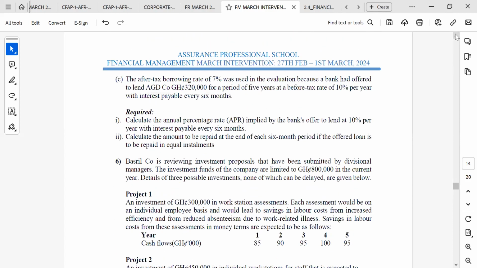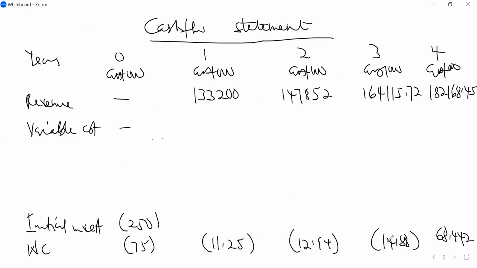Okay, so seniors, that is basically about everything. Let me save the working sheets and share with people that will be asking for it.